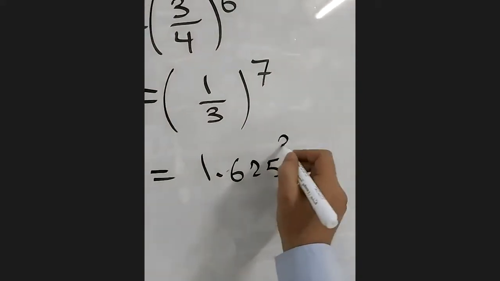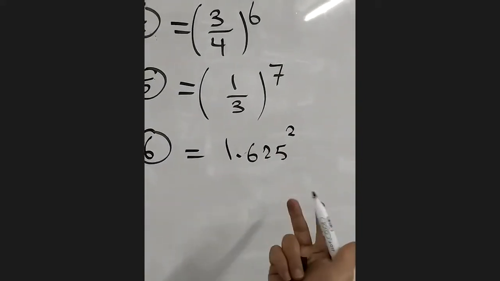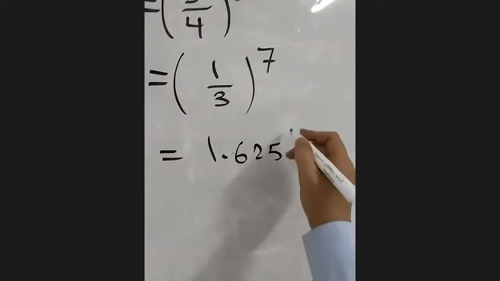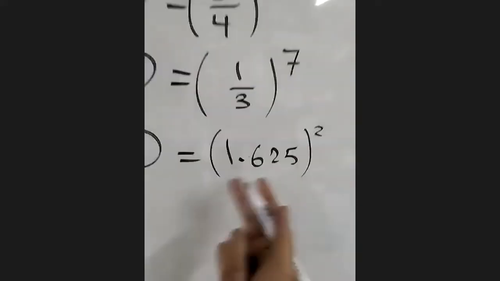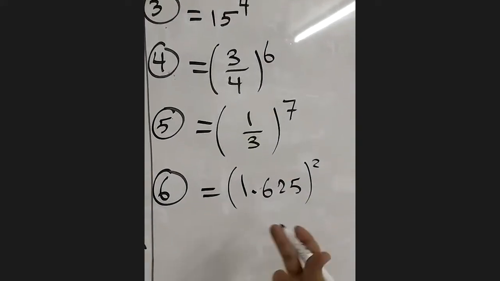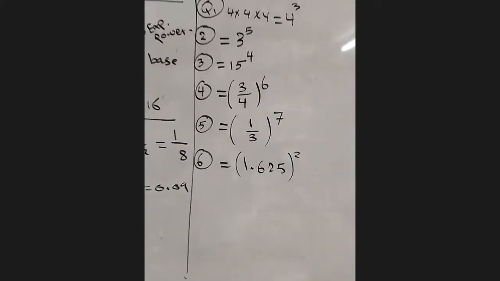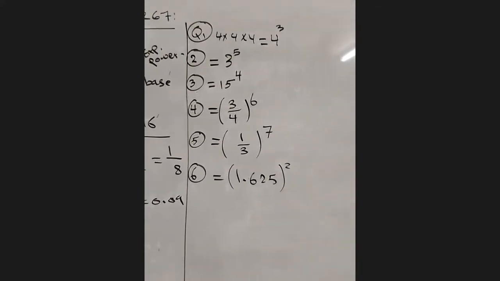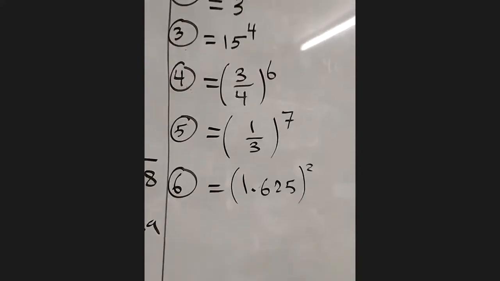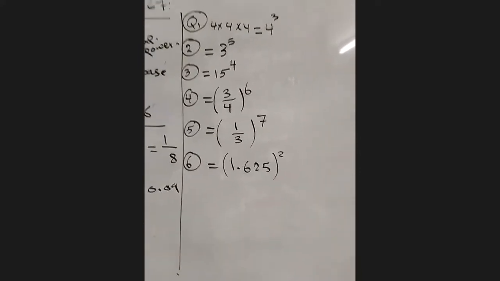Guys, we can put 2 like this, or which is better, put brackets like this. For the decimal, it's more specific to put brackets. So it's (1.625) to the power of 2. Thank you, Rayyan.